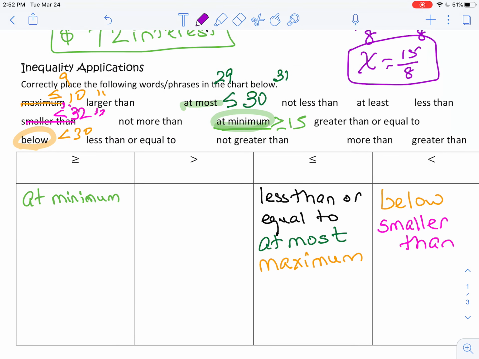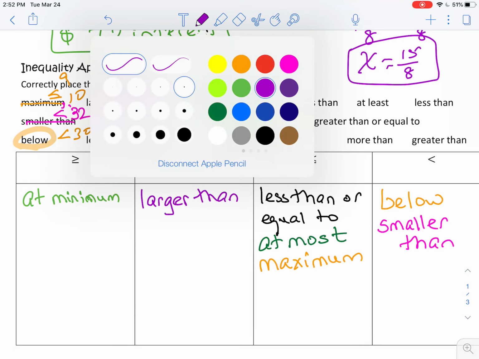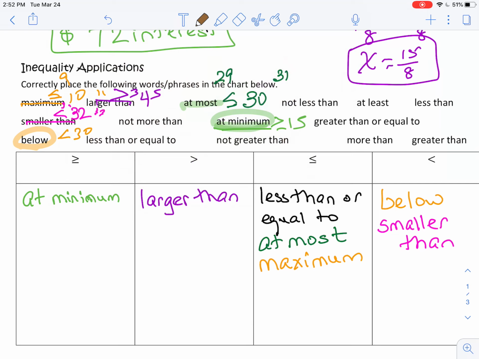All right. Larger than. Let's say that you have to be larger than 4 feet to go on a ride. If you have to be larger than 4 feet, are they going to let you be there if you're 4 feet? Nope. So no equal sign. Will they let you be there for 5 feet or 3 feet? Larger than has to be greater than 4. Larger than.